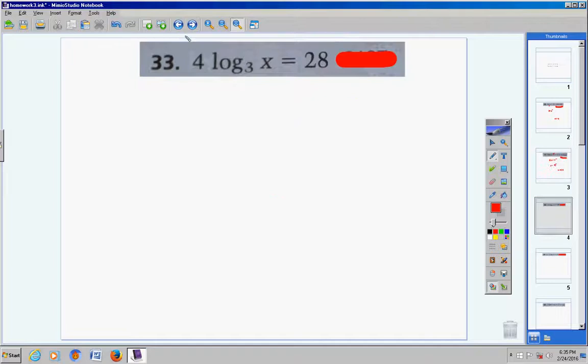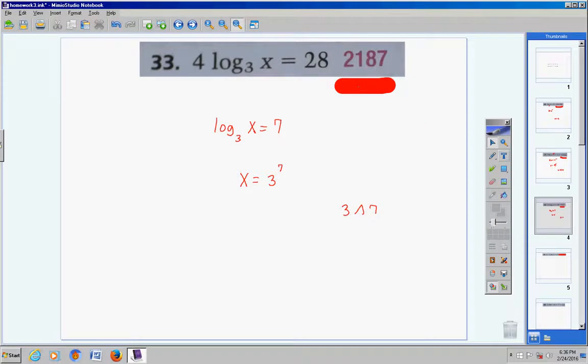Number 33. Step 1, we're going to isolate the logarithm. Here's the logarithm part, here's the argument part, so I've got to get rid of this 4. If we divide both sides by 4, we're left with this. Pretty simple. Step 1 is done. Step 2, write the equation exponentially. So now I have x equals 3 to the 7th power. Step 3 is solve, and of course x equals this. You would type in your calculator 3, arrow, 7, hit enter, and you will get this right here.